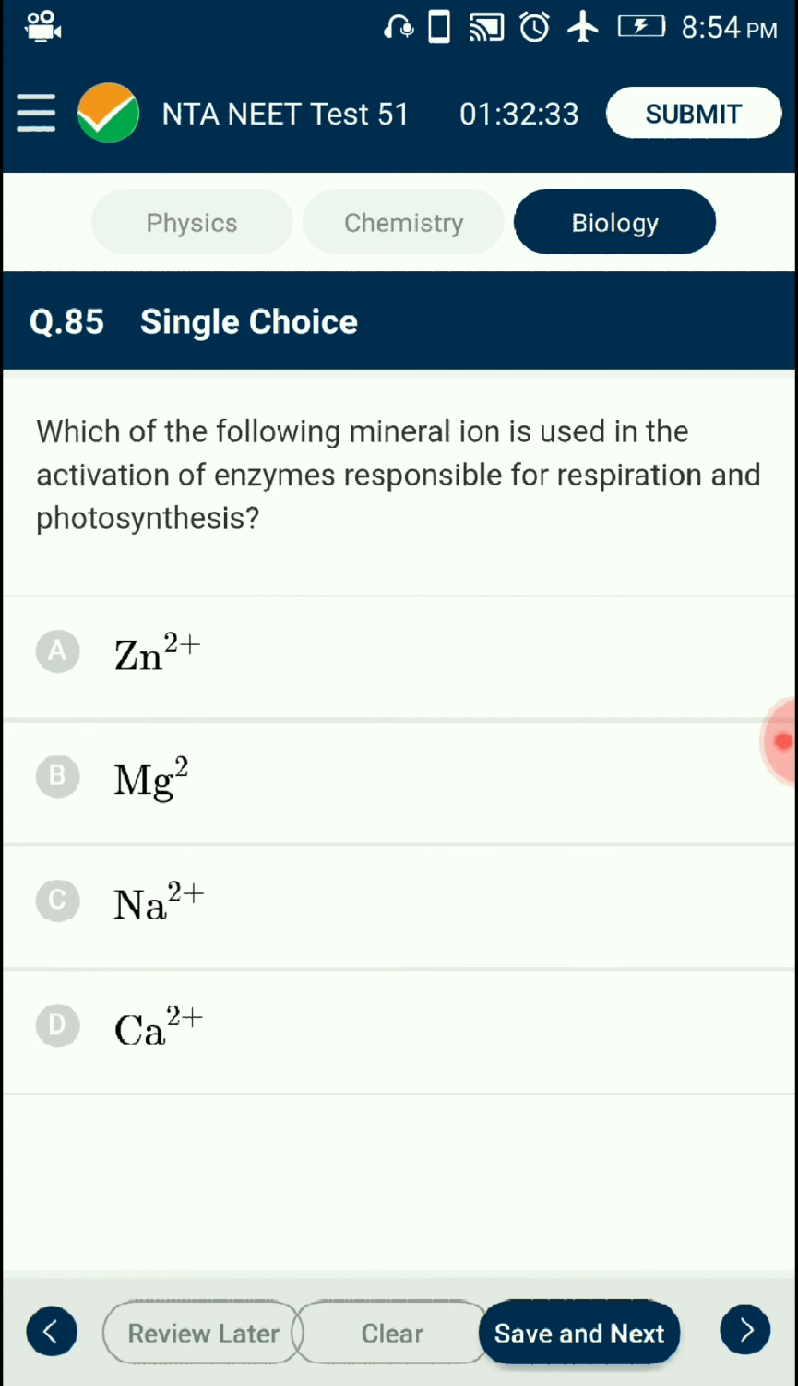Question number 85. Which of the following minerals is used in the activation of enzymes responsible for respiration and photosynthesis? Enzymes are biocatalysts which speed up the reaction. It is absorbed by plants in the form of divalent magnesium, Mg2+. It activates the enzymes of respiration, photosynthesis and is involved in the synthesis of DNA and RNA. Magnesium is a constituent of the ring structure of chlorophyll and helps to maintain the ribosome structure. So the answer is option B, Mg2+.